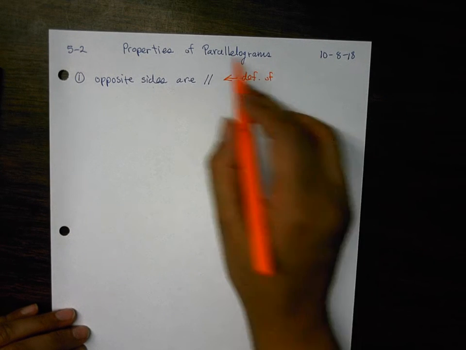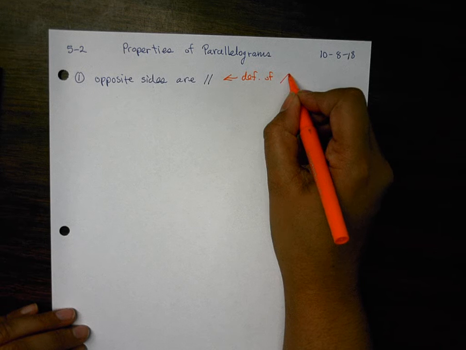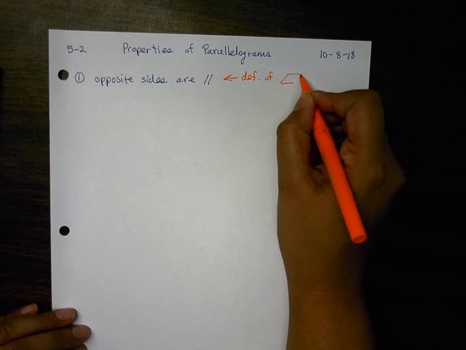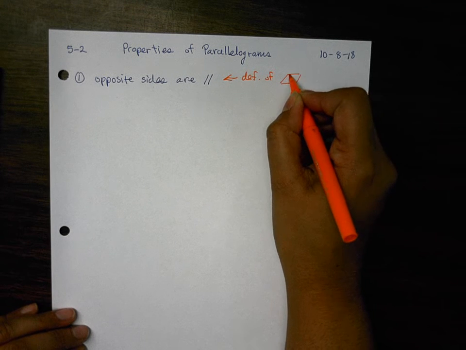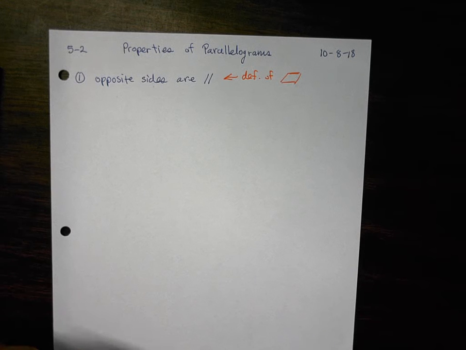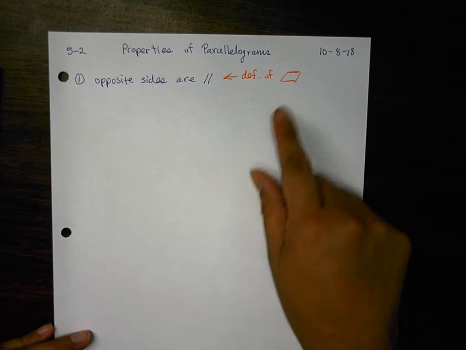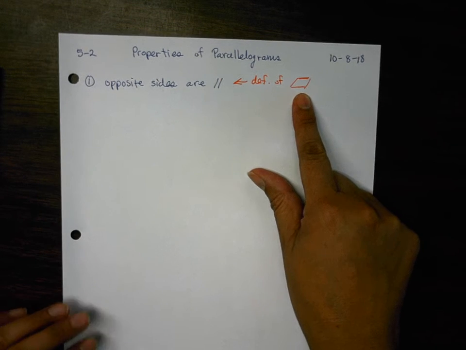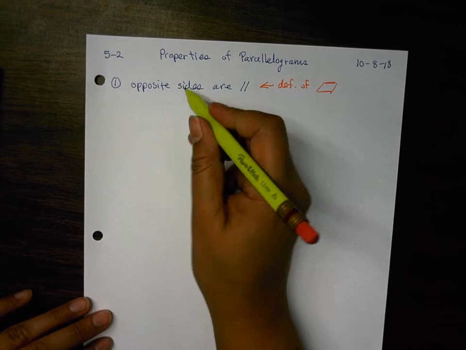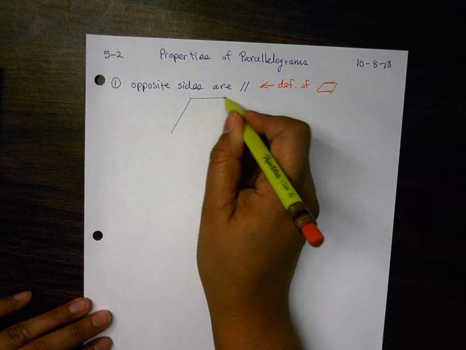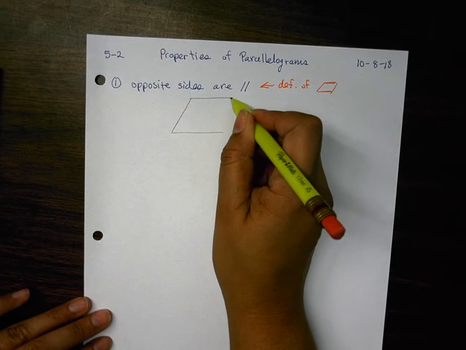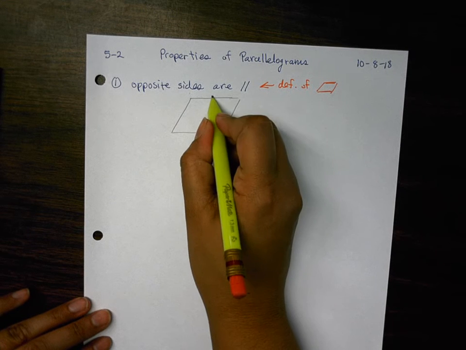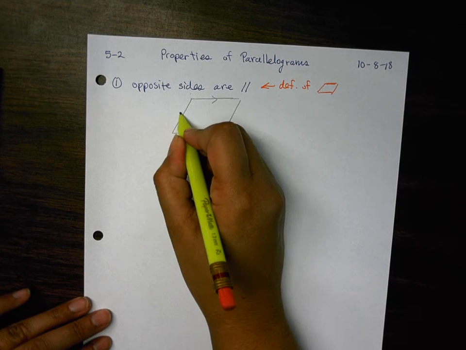Shorthand for parallelogram, so we're not writing it every single time, is just like we use the image of a triangle for the word triangle. We use the image of a parallelogram instead of writing out parallelogram. So when you see that, it just means parallelogram. All right, so we're just going to draw a quick image of what we just described. Here's a parallelogram. Opposite sides are parallel.